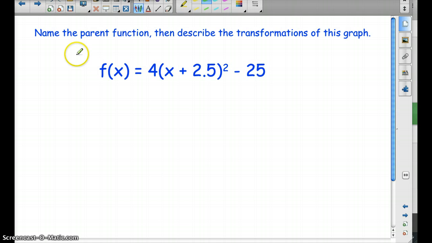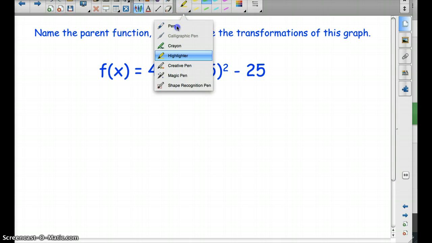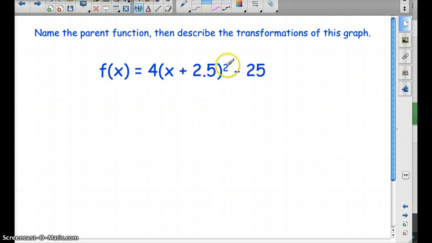So let's look at this function right here. Let's name the parent function, then describe the transformations of this graph. So we know we have an x squared right here, and so that is a quadratic.